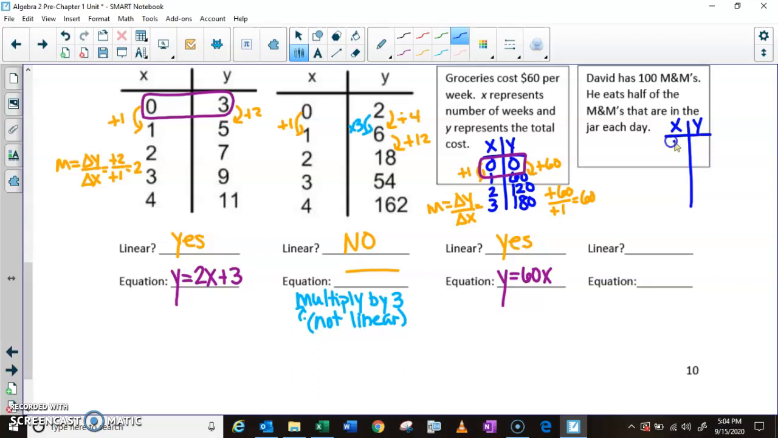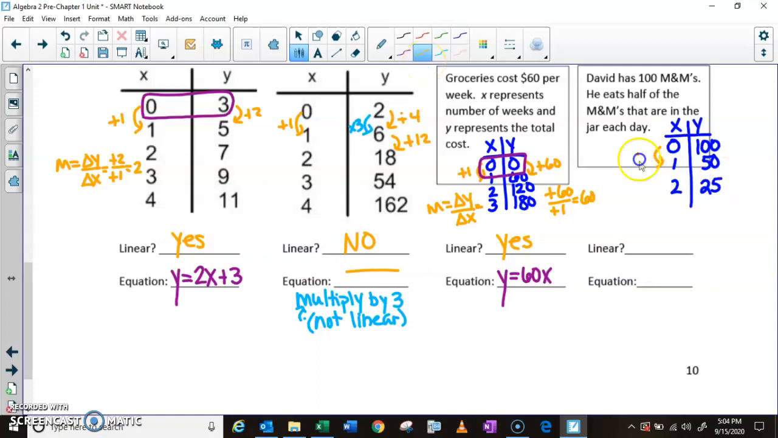So on the first day, X is the number of days that he's eaten M&Ms. Y is how many are left in the jar. So there is 100 M&Ms left in the jar at the beginning. On the first day, he has eaten half of them, so there's only 50 left in the jar. On day 2, he's eaten half of the 50, and so on.